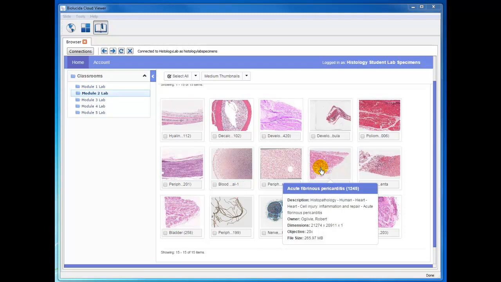Fibrinous in that the reaction is producing fibrin in the tissue where it normally is not supposed to be, and pericarditis in that it is an infection that is attracting lymphocytes, monocytes, and neutrophils, and it's occurring around the heart, the pericardium, or a part of the epicardium. The pericardium has an epicardium and subepicardium.